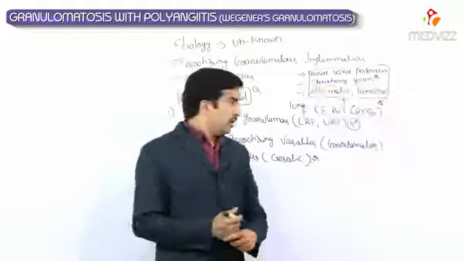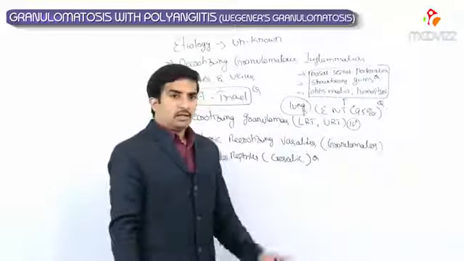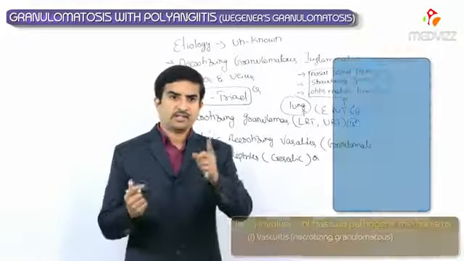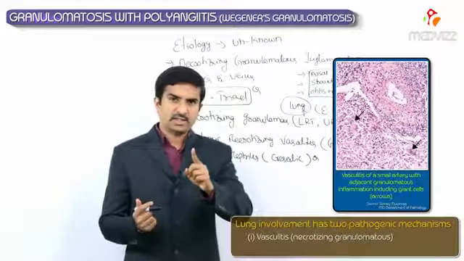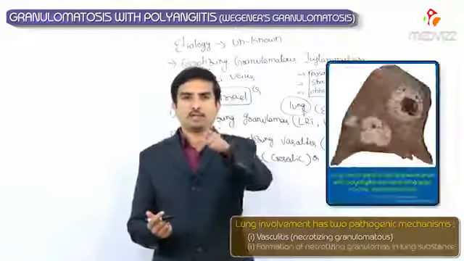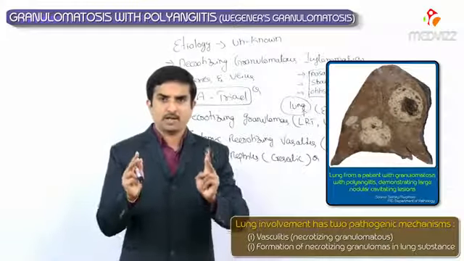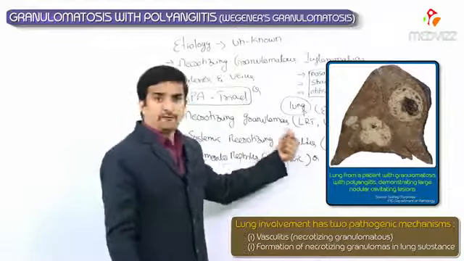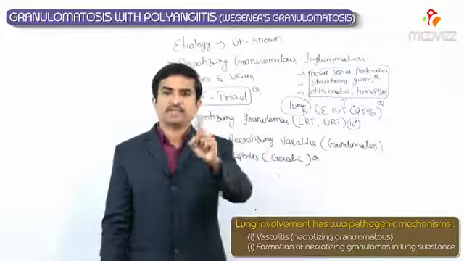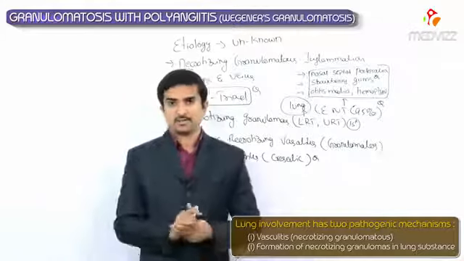When we discuss lung involvement specifically, it has two pathogenic mechanisms. First is vasculitis. Next is formation of necrotizing granulomas. Two important pathogenic mechanisms are seen in the manifestations of the lung: first, vasculitis, and next, formation of necrotizing granulomas in the lung substance.